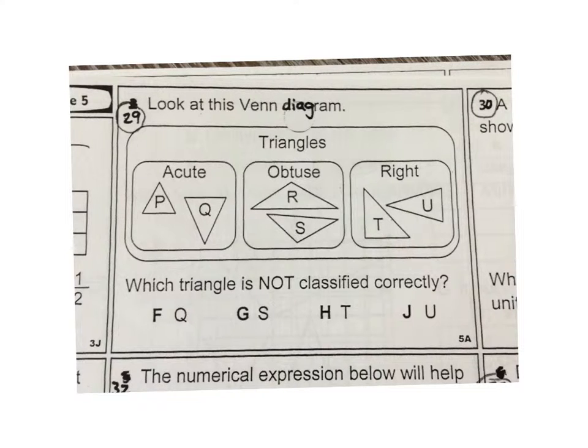Number 29. Look at the Venn diagram. Which triangle is not classified correctly? So you're going to look at the angles. Acute is less than 90 degrees, obtuse is greater than 90 degrees, and right is a 90-degree angle. So which triangle is not classified correctly?